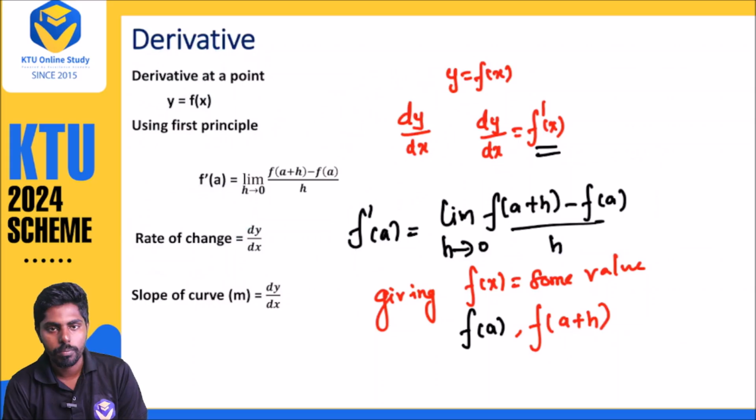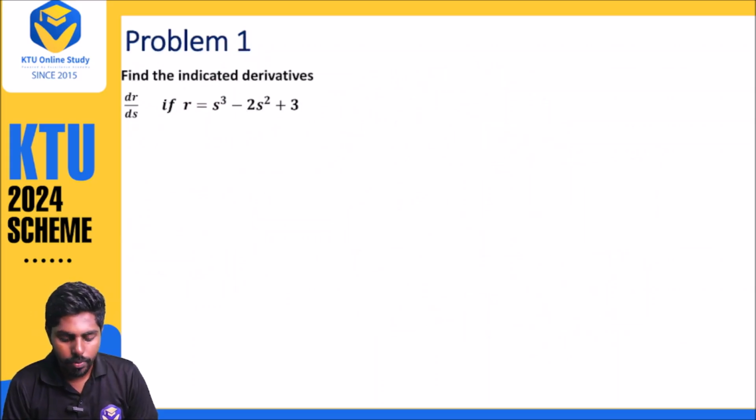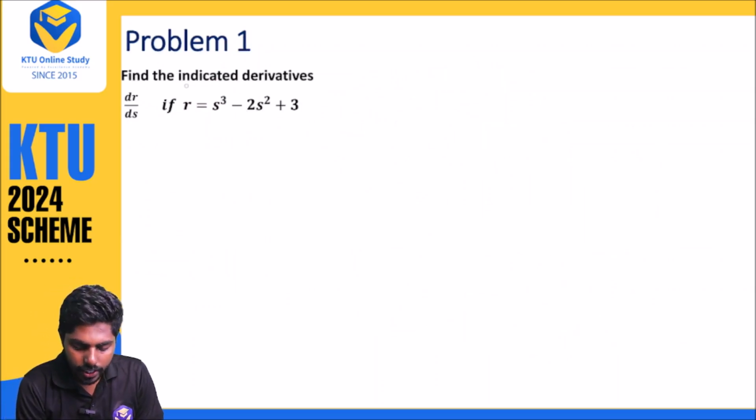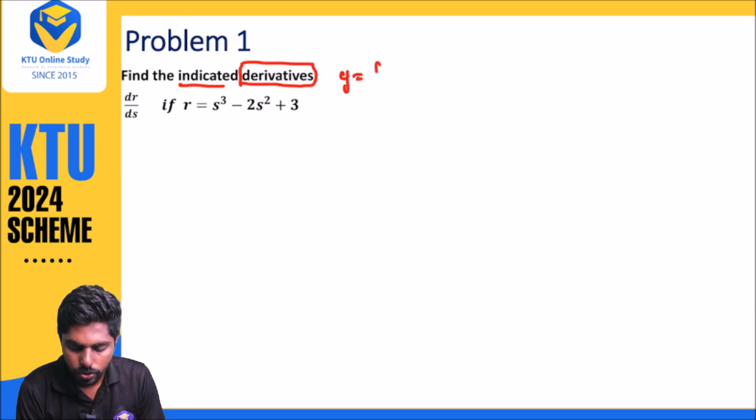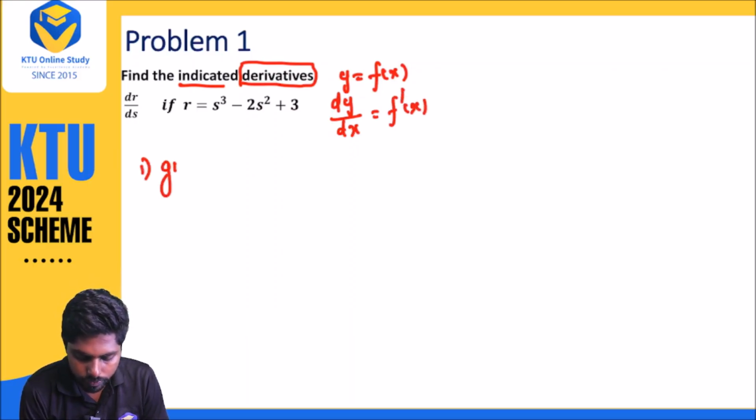Okay, problem number 1. What is given in problem number 1? Find the indicated derivatives. They are asking about derivatives. What is a derivative? If y is equal to f of x, the derivative means dy by dx is equal to f dash of x. That is given.